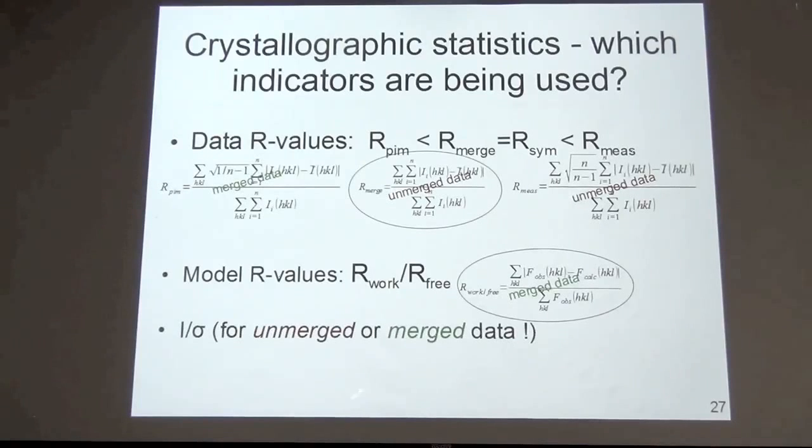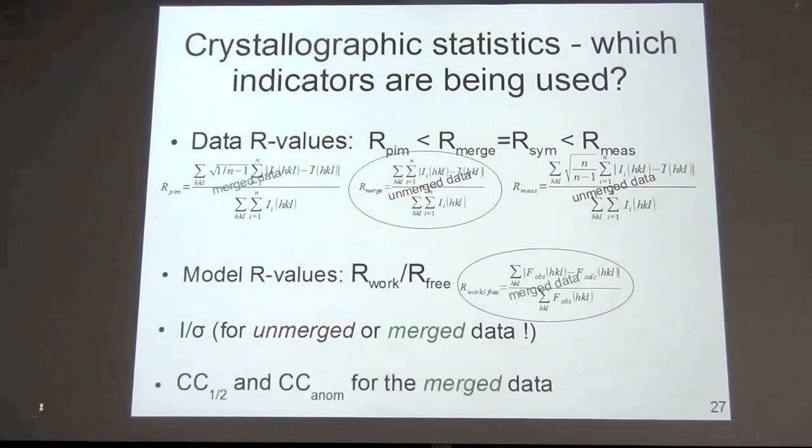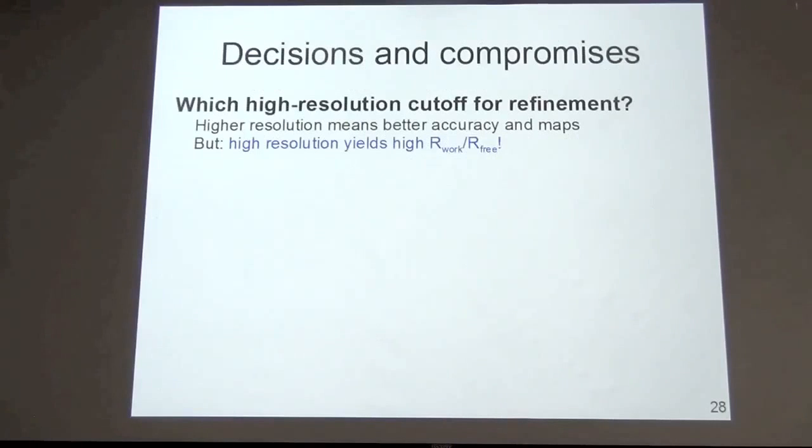Okay, we can also look at I over sigma as I explained. This exists for both the unmerged and the merged data. And now correlation coefficients, however, have only been defined for merged data, and this is CC1 half that I just talked about a second ago, and CC anom, which is talking about anomalous data.